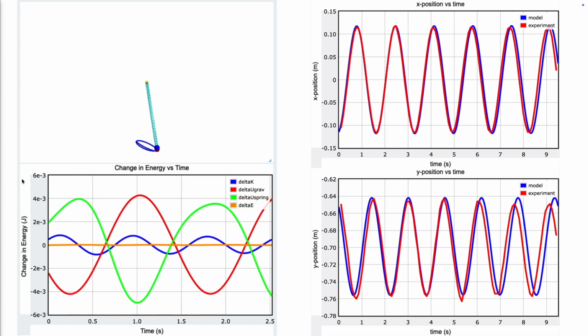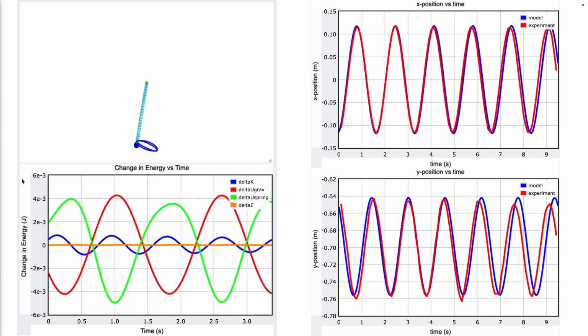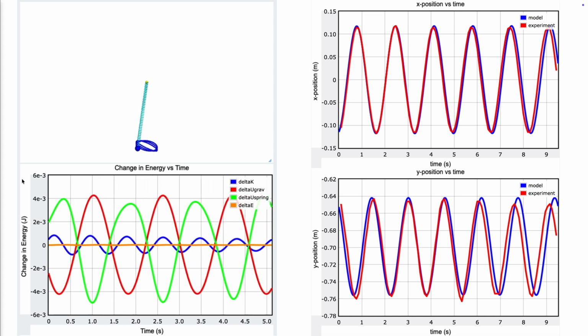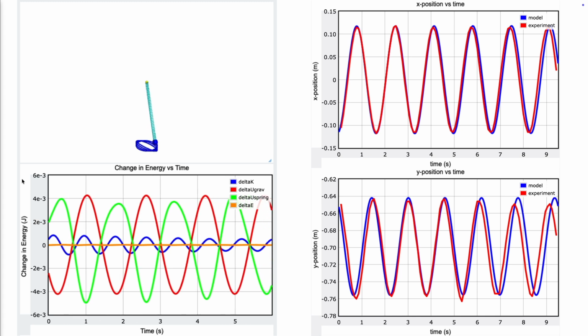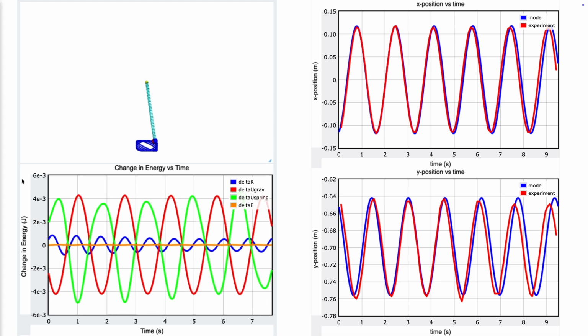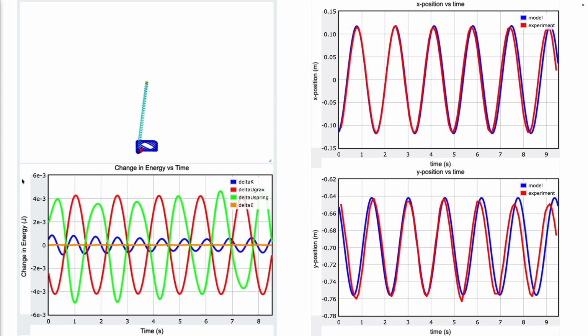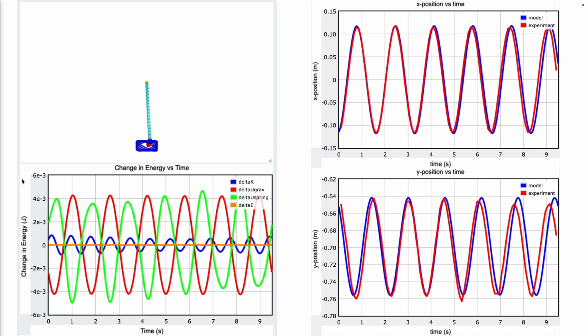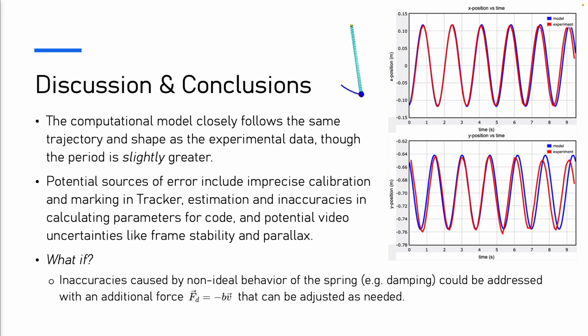The animation shows the modeled motion as the blue sphere compared directly with the video data in red. Below this is the change in energy versus time graph, which shows the exchange between energies but a constant change in total energy of about zero. The graphs on the right display the X and Y position versus time for both the model in blue and experiment in red. Now, what do these results tell us?